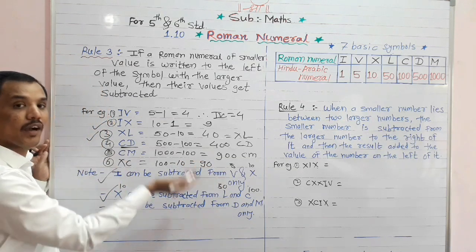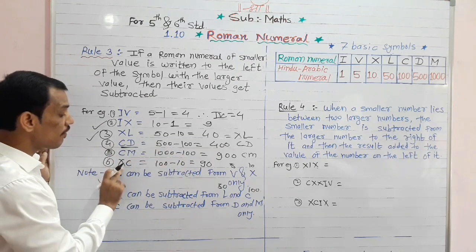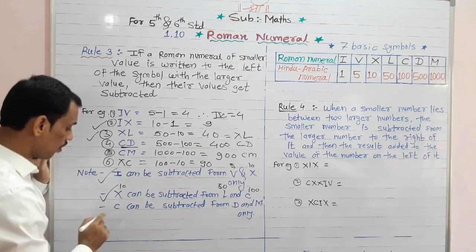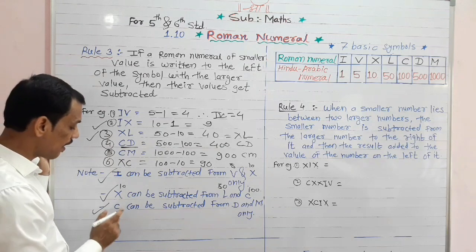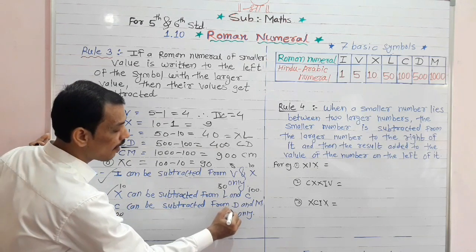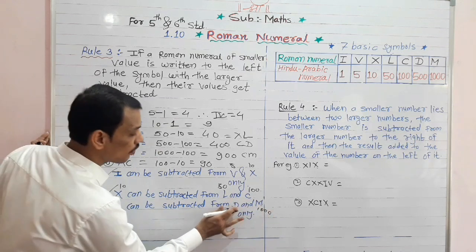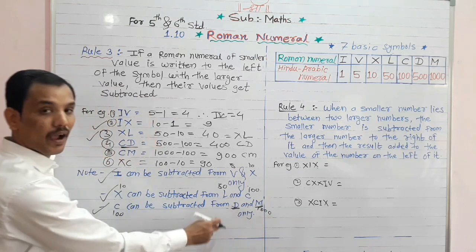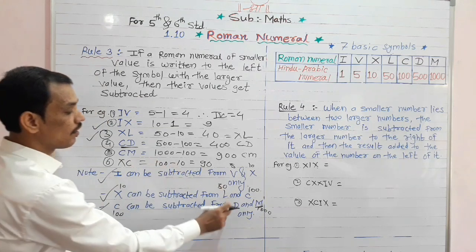Now the smaller value comes to the left side of the bigger value. That's why we subtract it. If the smaller value comes on that side, at that time we do addition. So below is one more note: C, it means 100. 100 can be subtracted from only 500 and 1000. So I underline it here, D and M. D stands for 500, M for 1000. So 100 can be subtracted only from D and M.